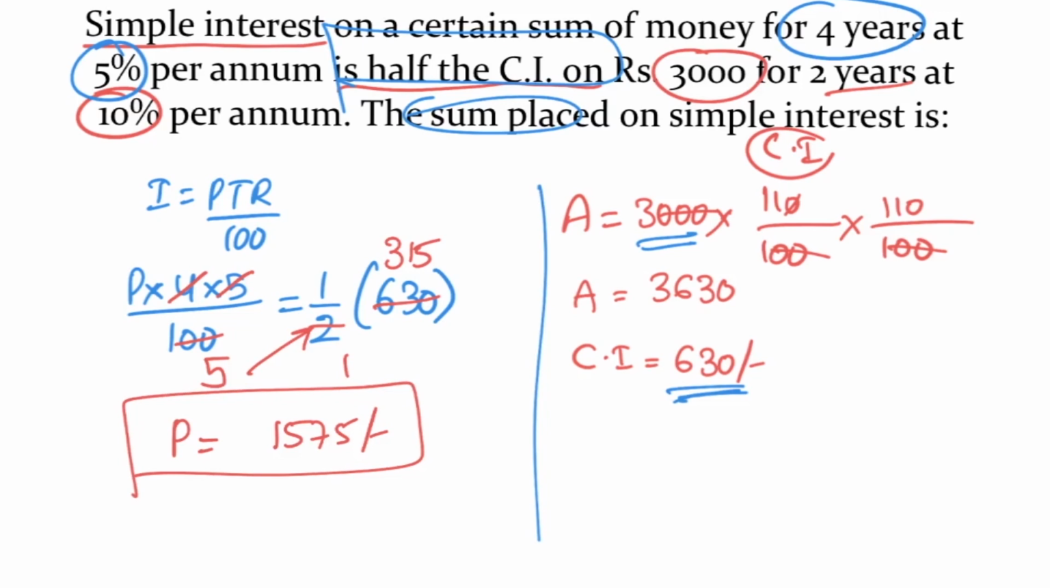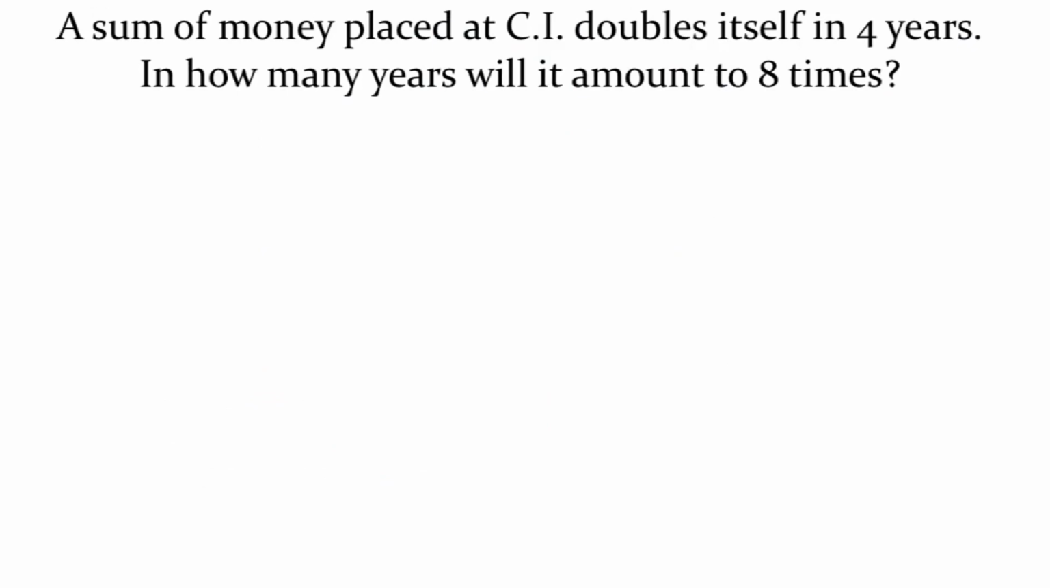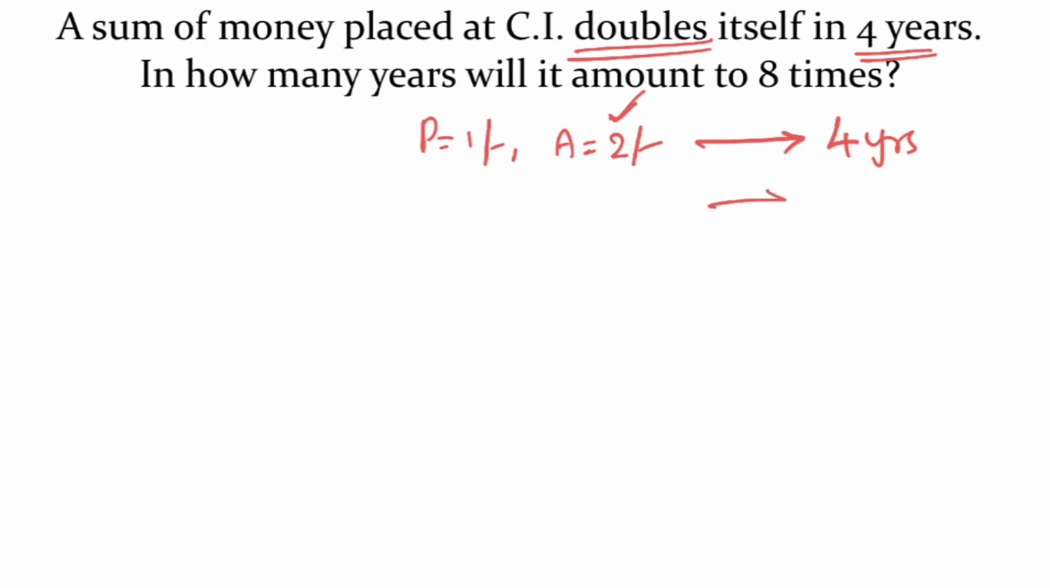So principal put on simple interest is 1575 rupees. A sum of money placed at compound interest doubles in 4 years. In how many years will it amount to 8 times? See, if you invest 1 rupee, it doubles, it will become 2 rupees. And it takes how many years for that? It takes 4 years. Now 2 rupees is the principal. In the span of 4 years, if you give 4 more years, it will become 4 rupees.